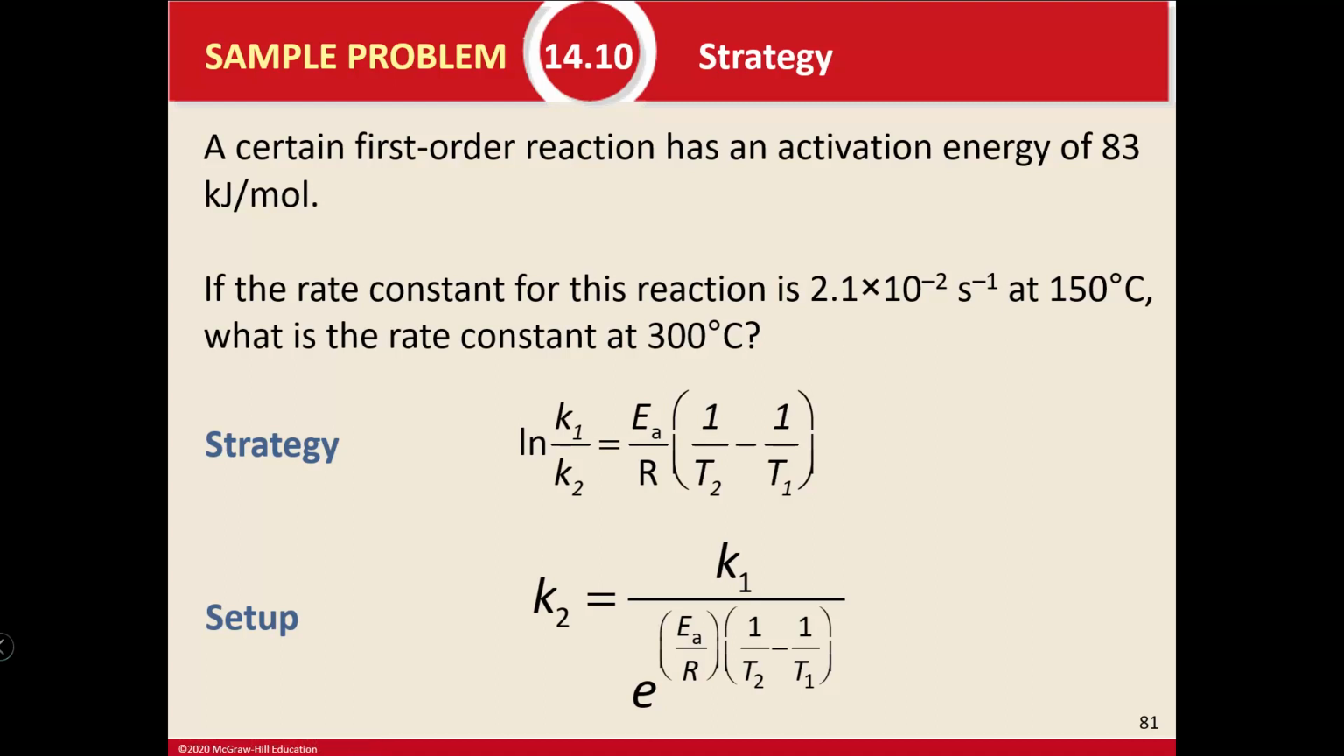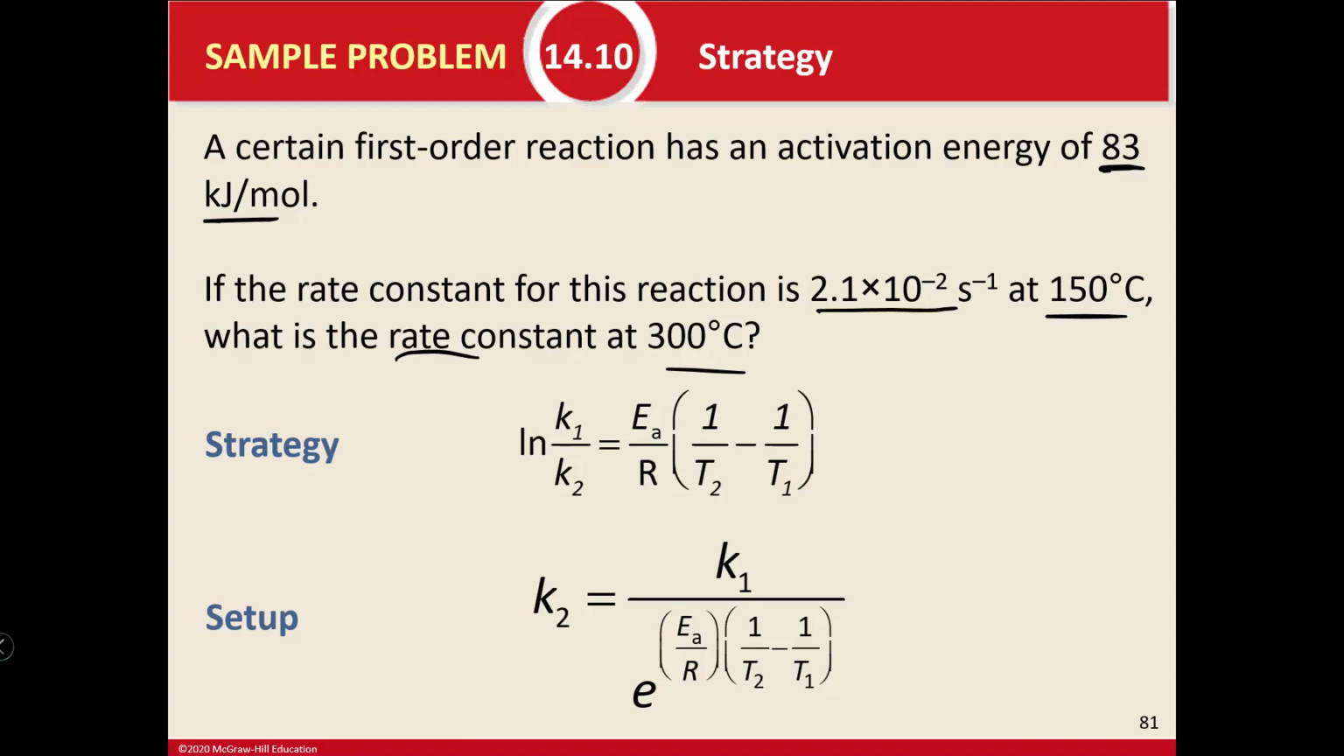All right, and so then we have another problem. So in this problem, they tell you it's first order. They tell you what the activation energy is, and they tell you that the rate constant for this reaction at 150 degrees Celsius is this, and they want to know what the rate constant is at 300 degrees Celsius.